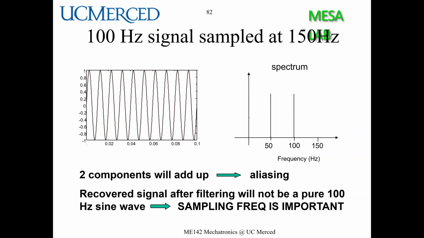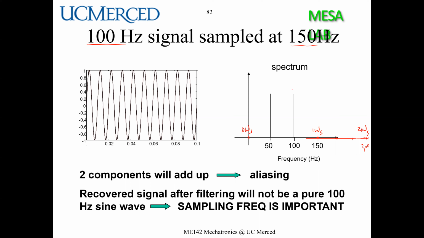What if I don't sample fast enough? That is called aliasing. So we still do 100 hertz, but I sample at 150 hertz. I'm going to say this is my 1 omega s. Where is my 2 omega s? So this is 200, 250, and 300. So 300 is here. Okay, so this is my 2 omega s, and this point is my 0 omega s.